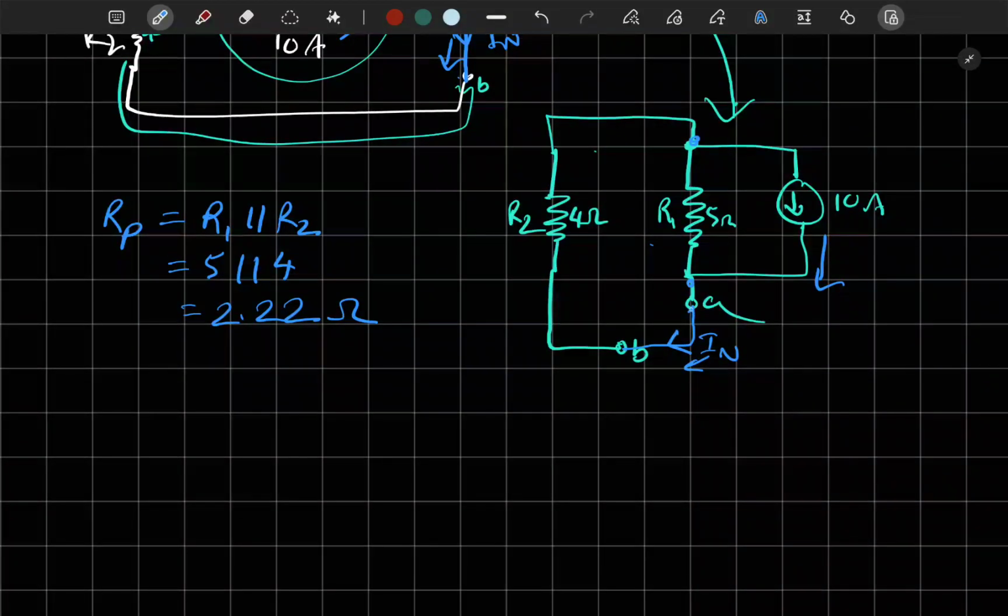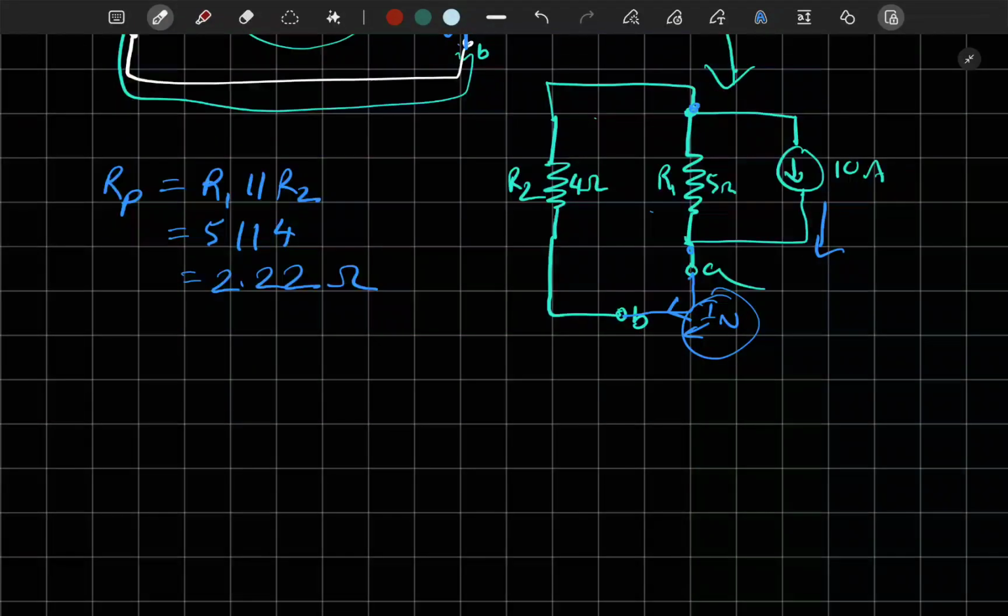Now try to guess how we will find IN. Pause the video and try to guess. If you guessed current divider, then you are right. Because R1 and R2 are in parallel and IN is the current that is in series with R2. So IN is flowing through R2, right? That's IN. But it divides here. So IN is not the same current flowing through R1. Since IN is the divided current, we can use the current divider.